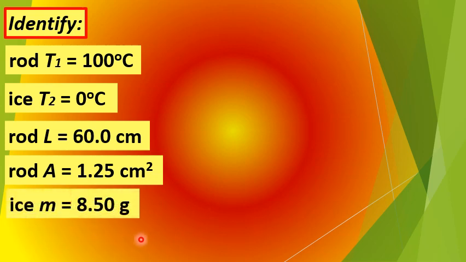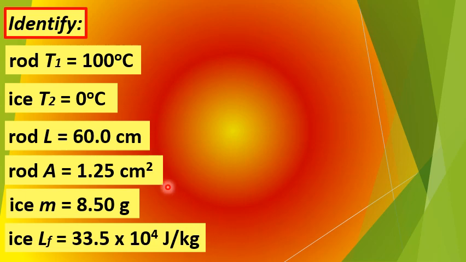And the amount of ice that melts because of the heat that is being conducted by the rod in a certain elapsed time, this is the amount of ice that melts without changing its temperature, equal to 8.50 grams.